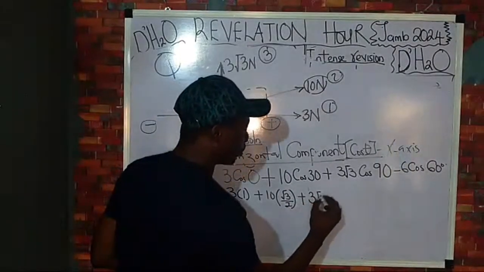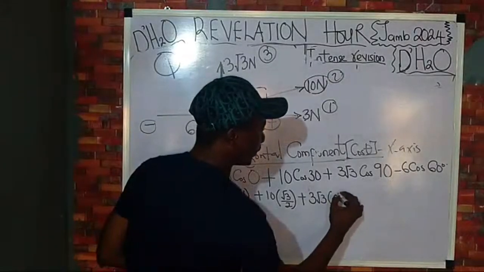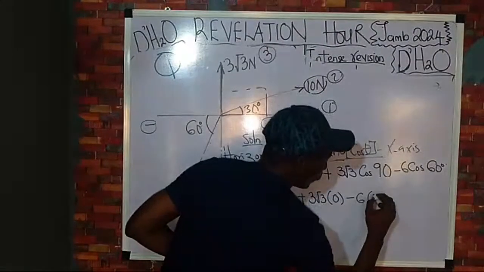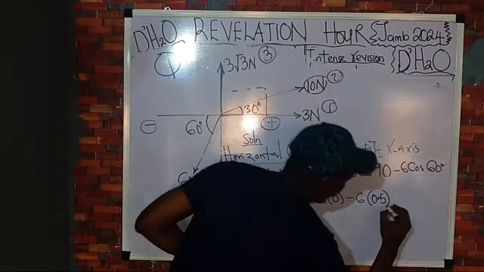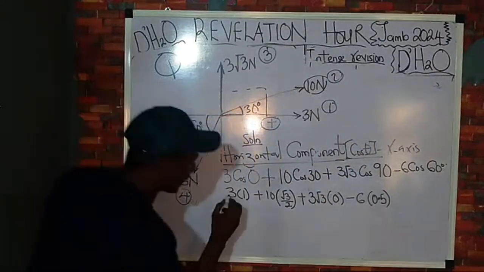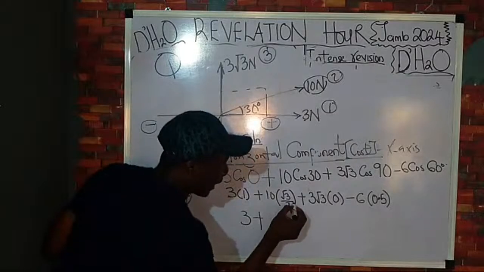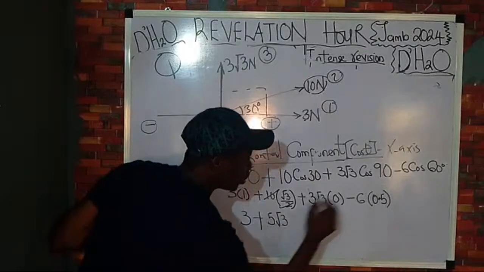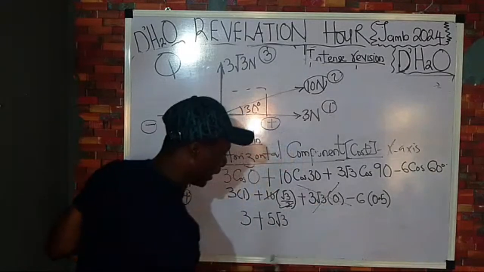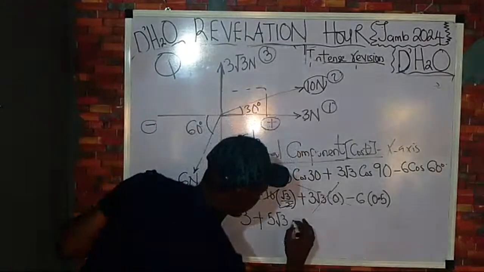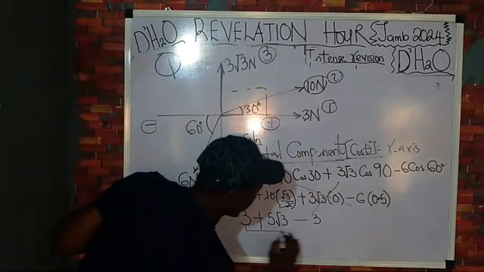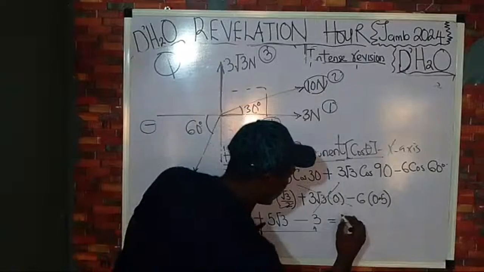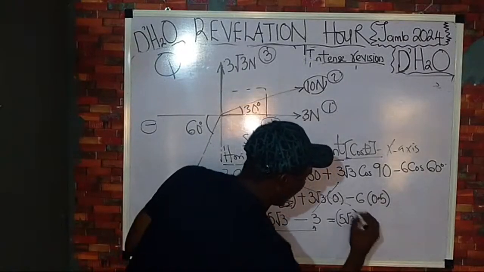Plus 3 root 3 cos 90, minus 6 bracket cos 60. What is cos 60? It is 0.5. So what do we get now? 3 plus... can these two be combined? Yes, it will give us 5. So you have 5 root 3. This one will turn 0 because 0 times anything is 0. Then minus 6 times 0.5 will give us minus 3. So 3 minus 3, it is 0 you get. Lastly, for the horizontal component, we get 5 root 3 Newton.